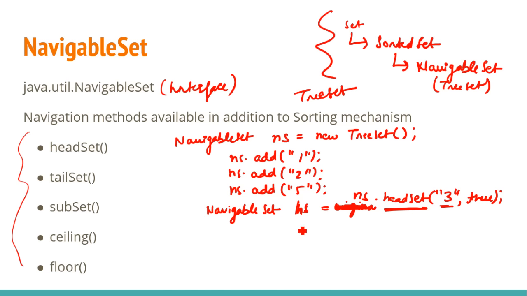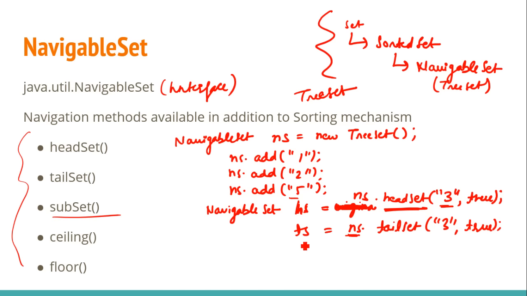Similarly, if you create a tailSet by doing ns.tailSet, it will give you elements which are greater than the element that you have specified. So when you say 3 and you're calling it on ns, ns has 3 elements, 1 to 5. tailSet will give you elements that are greater than 3, that is only 5 in our case. So tailSet would add 5 to your list.